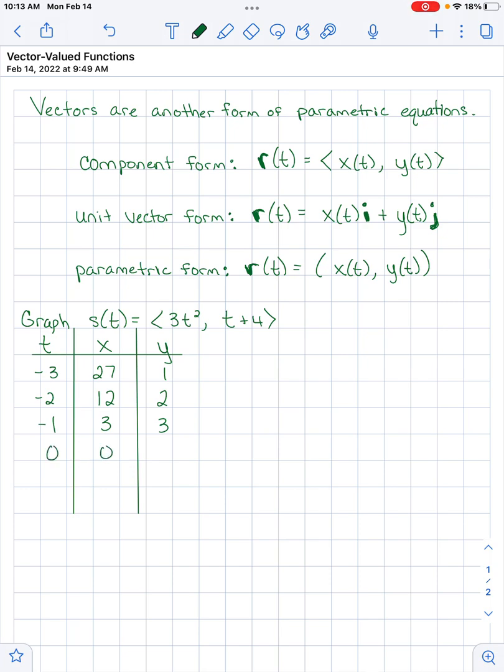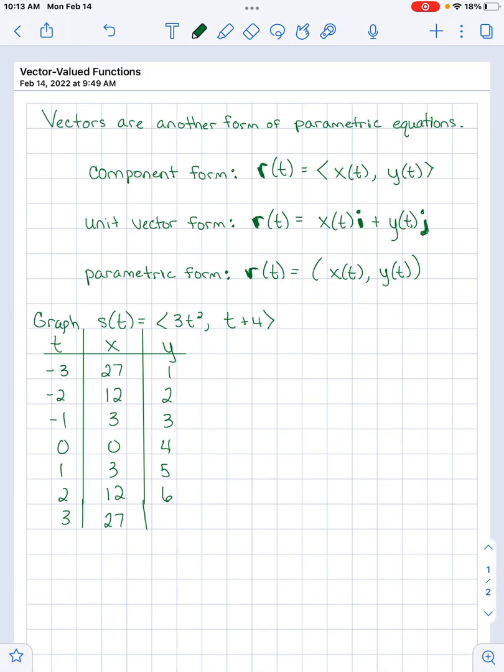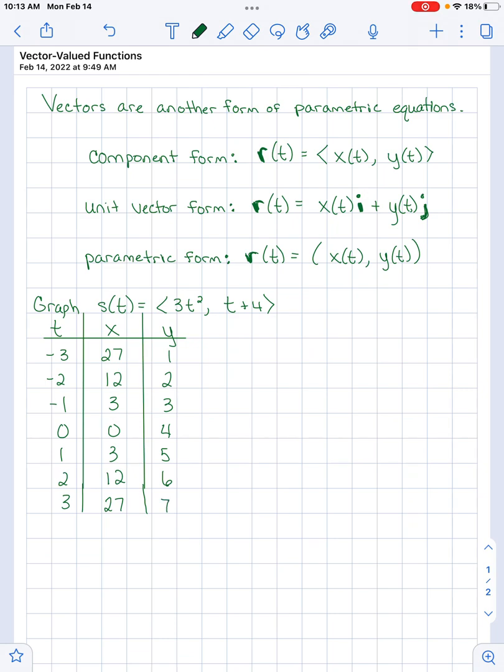So 0 squared times 3 is 0, plus 4 is 4. Then 1 squared is 1 times 3 is 3, and 1 plus 4 is 5. 2 squared is 4 times 3 is 12, and 2 plus 4 is 6. And let's just go one more just to balance this out a little bit. Let's go with t equal 3: 3 squared, 9 times 3 is 27, and 3 plus 4 is 7. You can notice the x values are kind of symmetric. The y value is not quite as much.